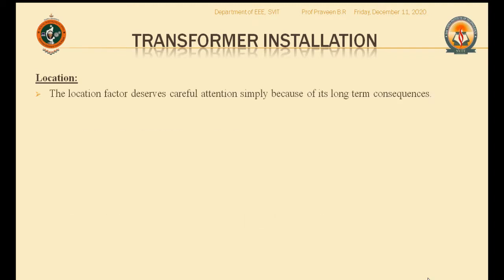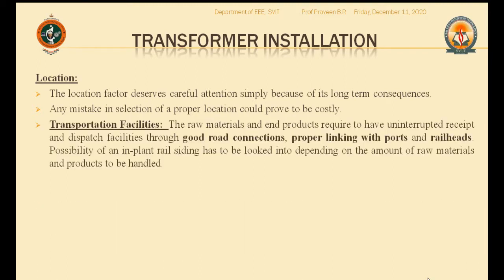The location is always important because it deals with long-term consequences. Any mistake we make while selecting the location could be very, very costly. Therefore, we always have to make sure that the location is proper. Under location, what is very, very important is the facilities.